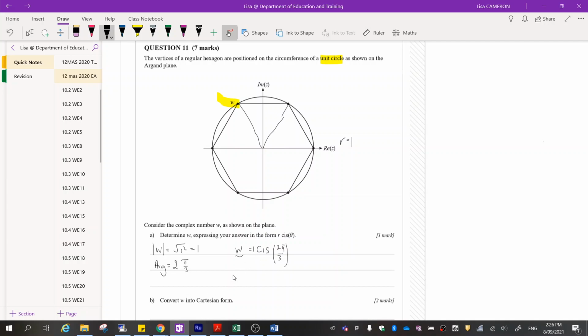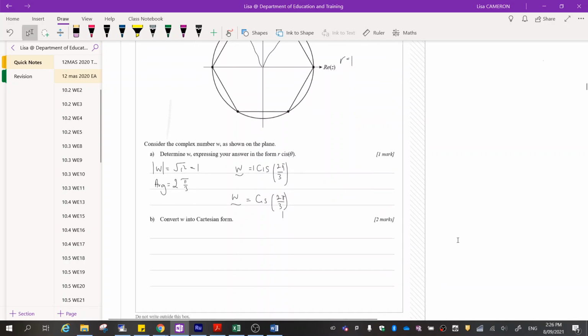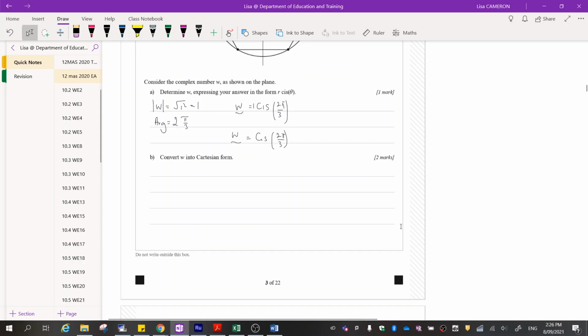And that's it. If we want to make it a little bit easier, all we have to do is write it without the 1 in front, because we know that this simplifies into just being cis 2 pi on 3. So pretty standard for the first one. Next thing we're going to do is convert w into Cartesian form.